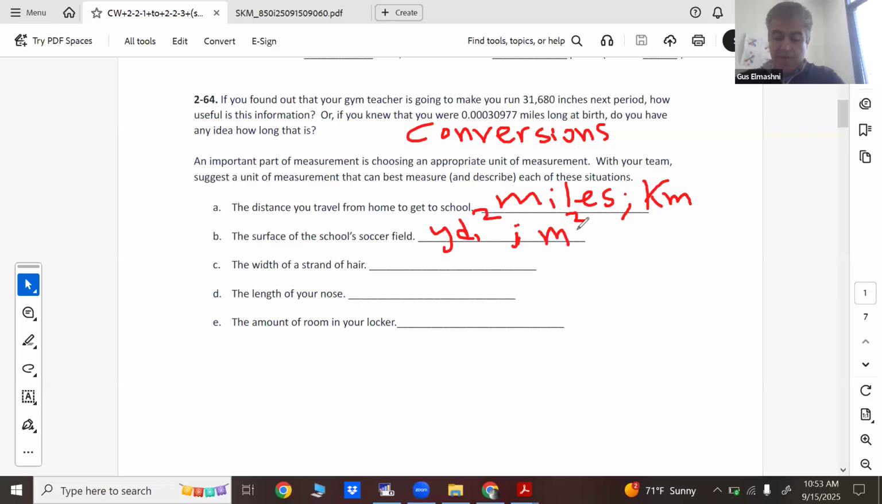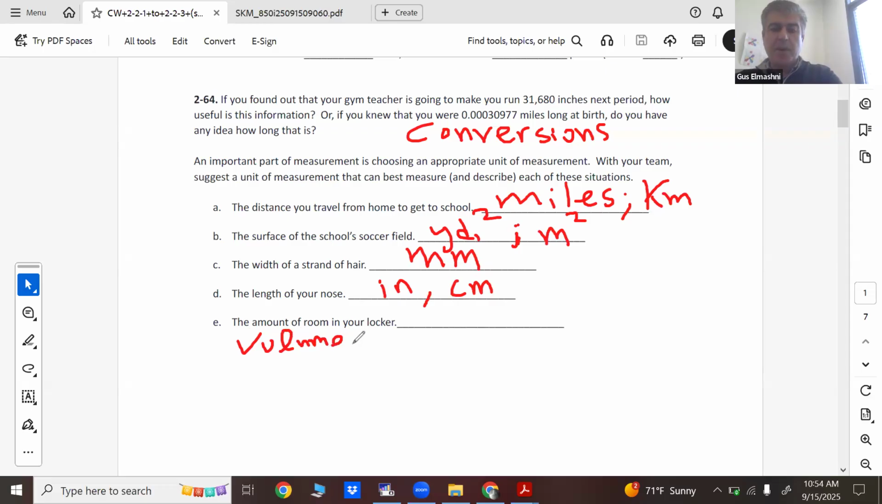The width of a strand of hair. Millimeter, yeah, ooh, good. Yeah, it's very thin. The length of your nose, probably inches. Centimeters could work, yeah. The amount of room, that's volume, by the way.